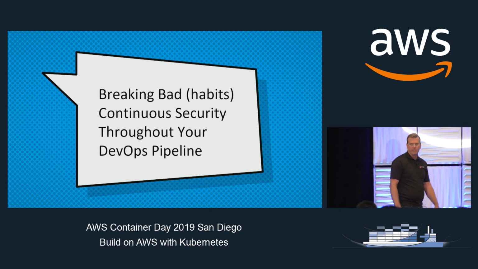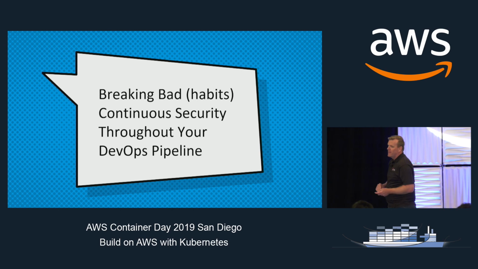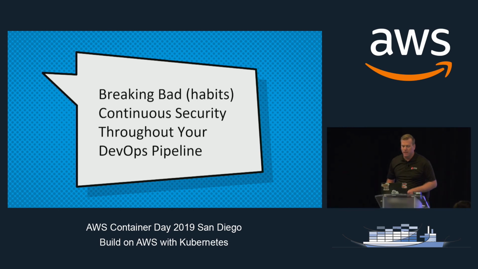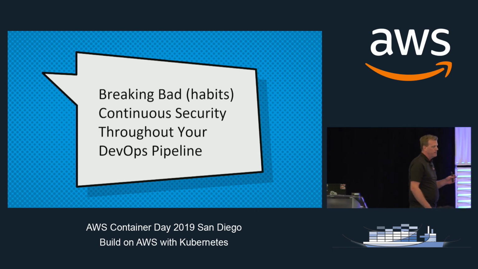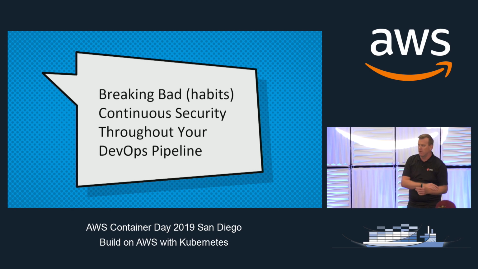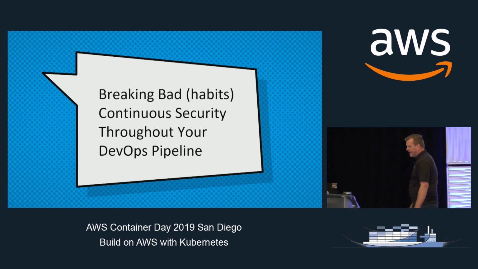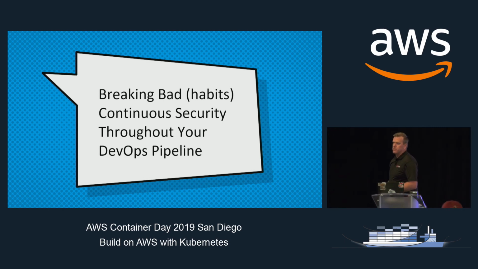My name is Jason Dablow. I'll be talking about Breaking Bad Habits, of course, and talking really about how to integrate continuous security throughout your DevOps pipeline. So as people are building more and more applications in containerized environments, whether that's in EKS, we really want to make sure that as you're doing so, you're doing it in a secure method as well.